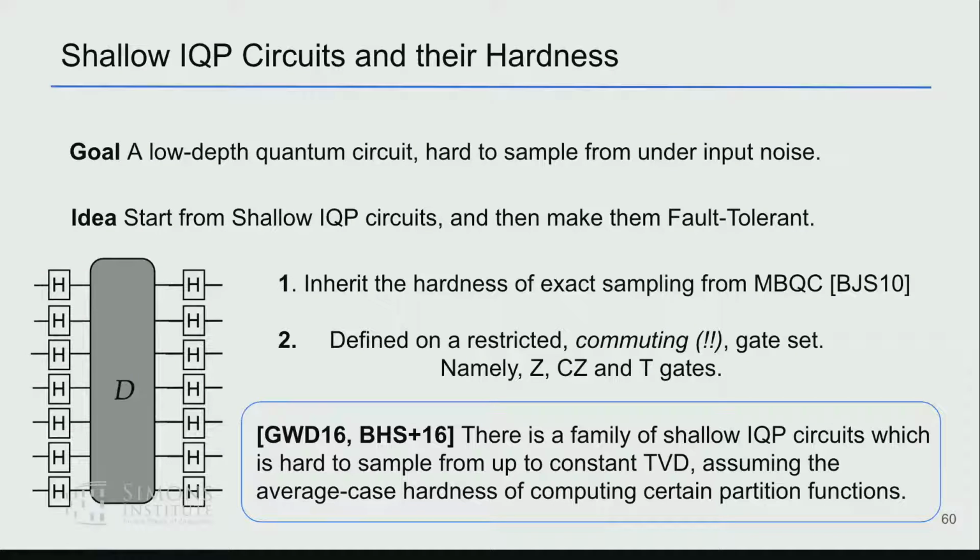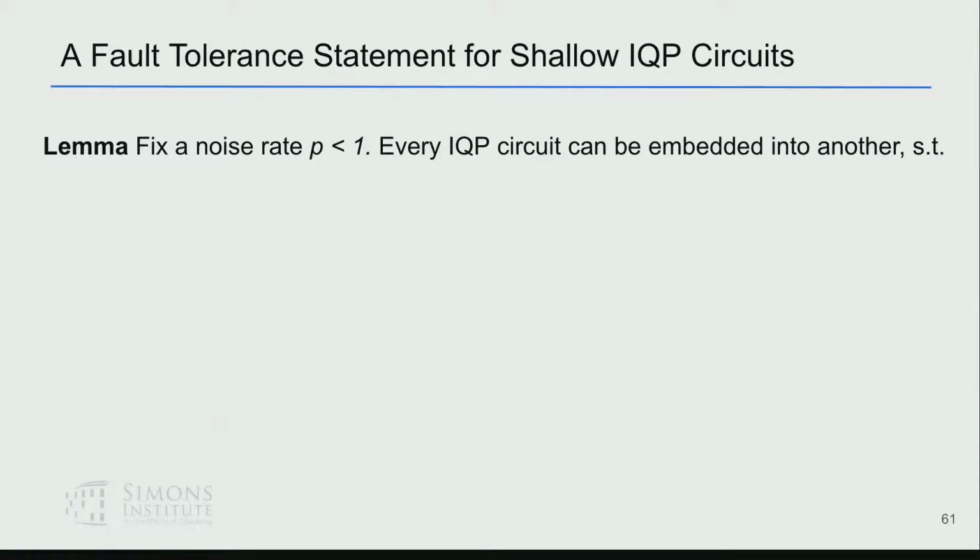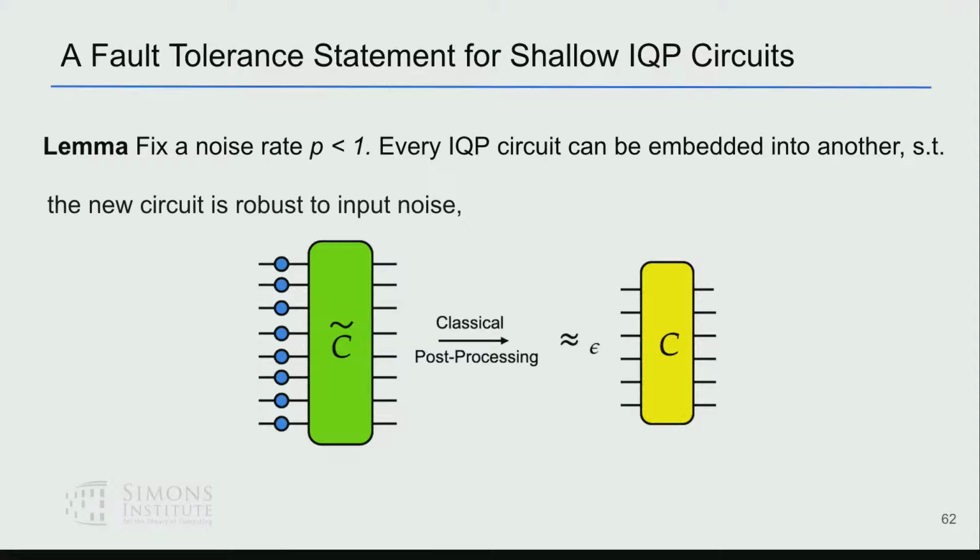Great. So moving on, the main result of the second part is the following lemma on the fault tolerance of shallow IQP circuits. We claim that for any fixed noise rate, we can take any IQP circuit and embed it into another non-IQP circuit, such that first, the new circuit is robust to input noise in the following quantitative sense. We can embed C into a new circuit C tilde, such that even under input noise, we can sample from C tilde and classically post-process it into a sample epsilon close to the ideal distribution of C.